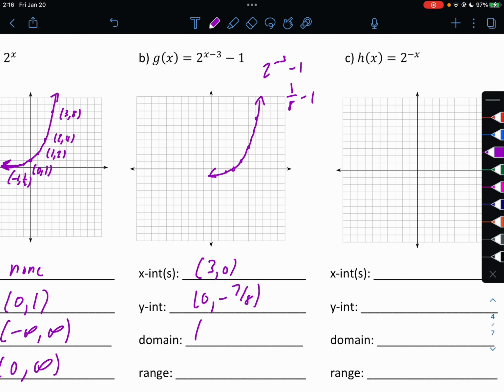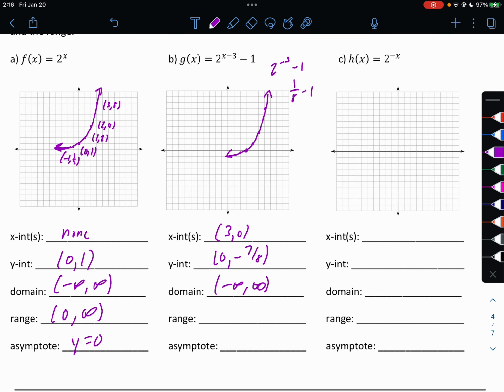Our domain is still all real numbers. But our range now is negative 1 to infinity because we moved it down 1. So our asymptote is y equals negative 1.